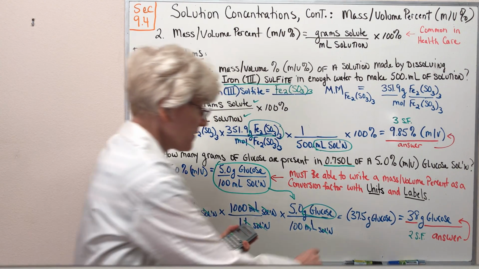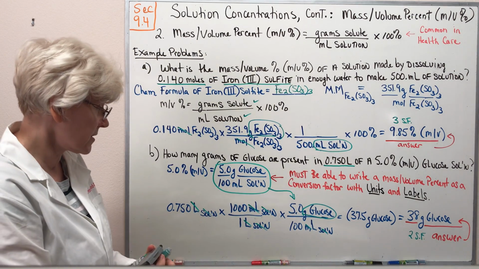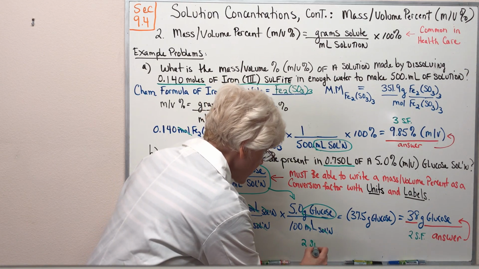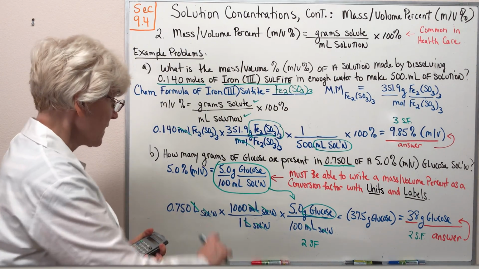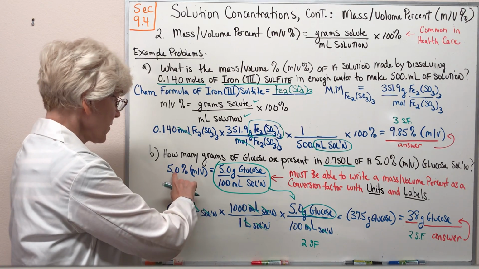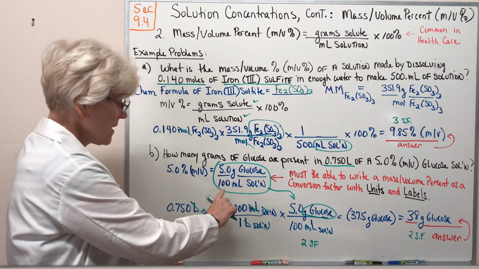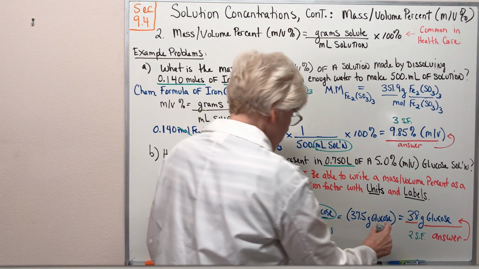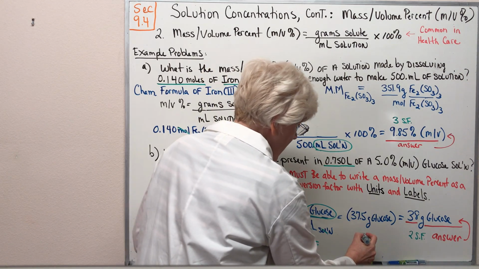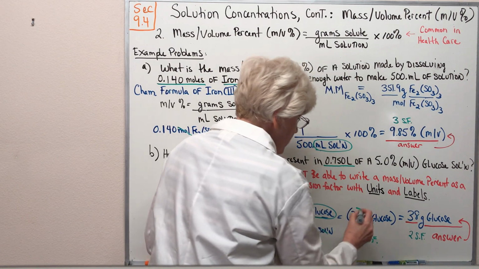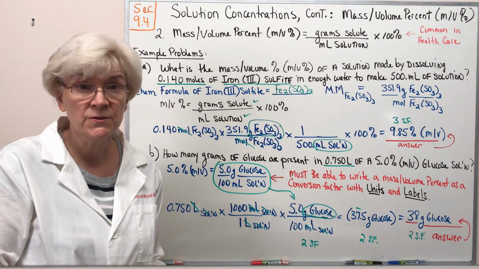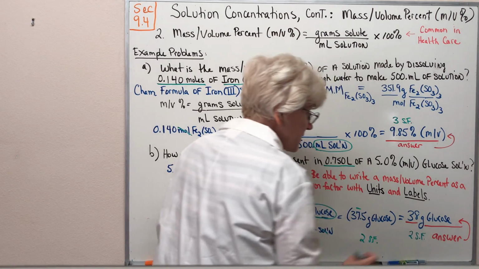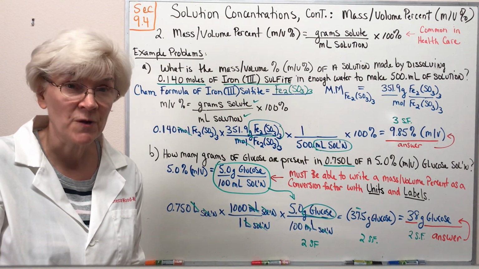I have 37.5 grams of glucose, but looking at our setup, I see that our mass volume percent has 2 sig figs to it. The sig figs come from the numerator, from the concentration that's given. The 100 is exact. So 2 sig figs for our mass volume percent. Our answer should have 2 sig figs. So we will round up and take that 37.5 grams of glucose and express it as a final answer of 38 grams of glucose.